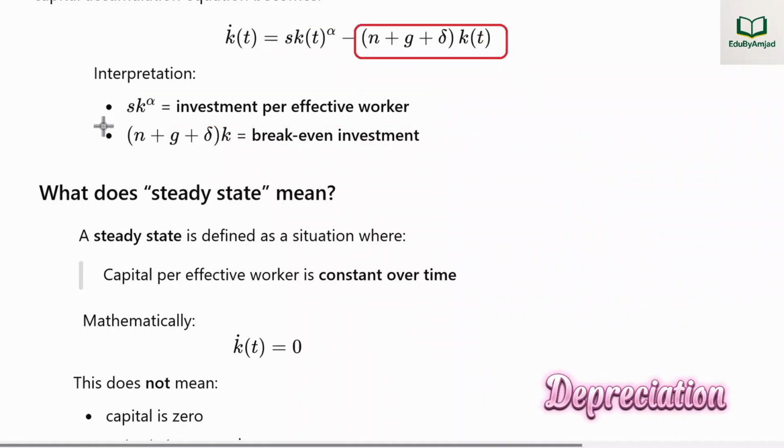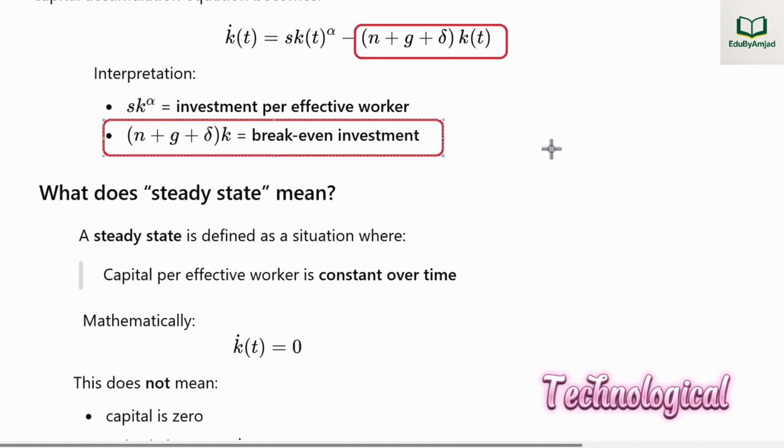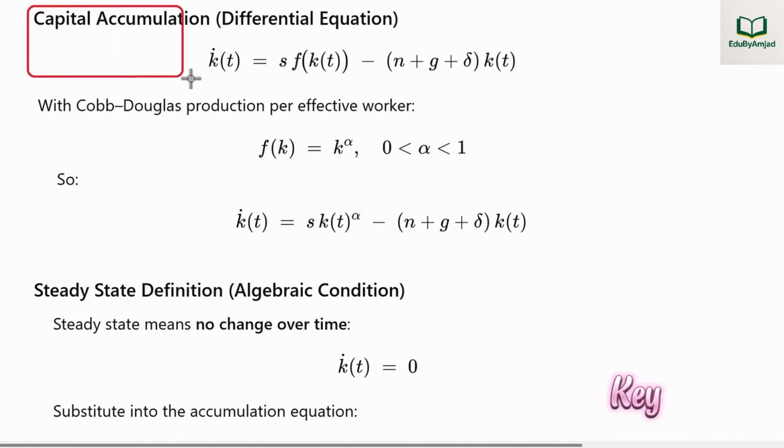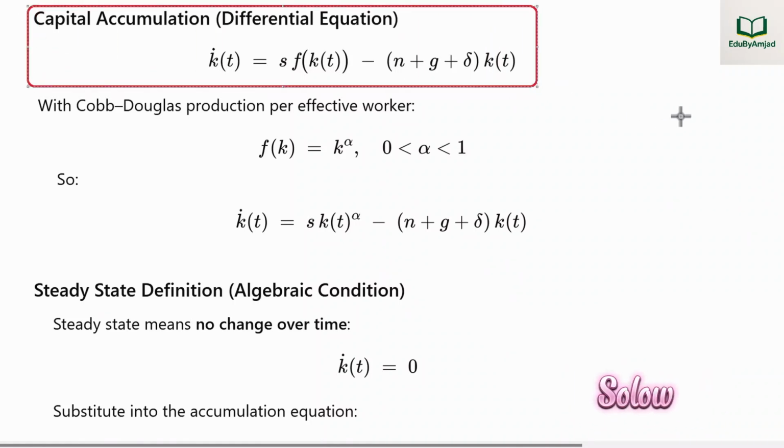But depreciation, population growth, and technological progress all reduce capital per effective worker. Population growth dilutes capital across a larger labor force, while technological progress dilutes capital across more effective units of labor. After accounting for these forces, we obtain the key nonlinear differential equation of the Solow model.